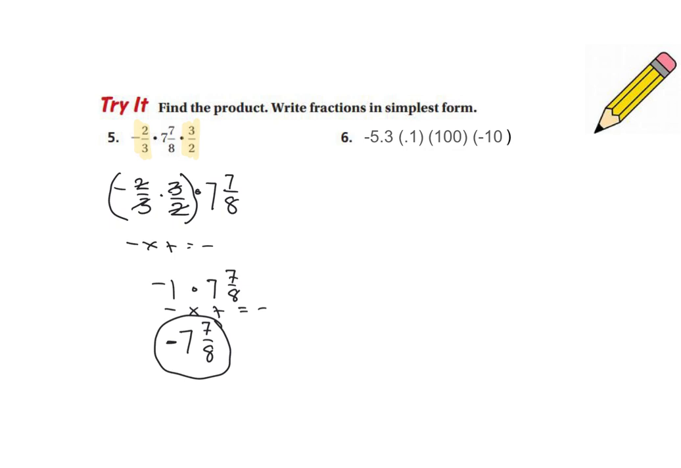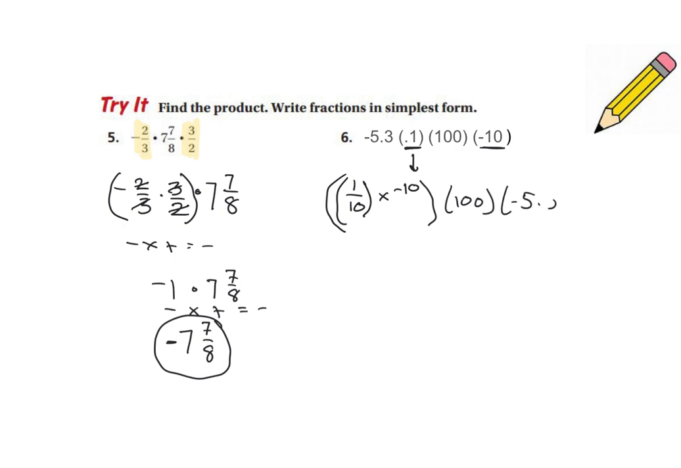For number 6, I once again want to kind of just rearrange these. I want to do 0.1 and negative 10 together, and I want to do them first because I know that 0.1 is actually 1/10. So I want to multiply 1/10 times negative 10, and I want to do that first. Then I'll multiply by 100, and then I'll multiply by negative 5.3.